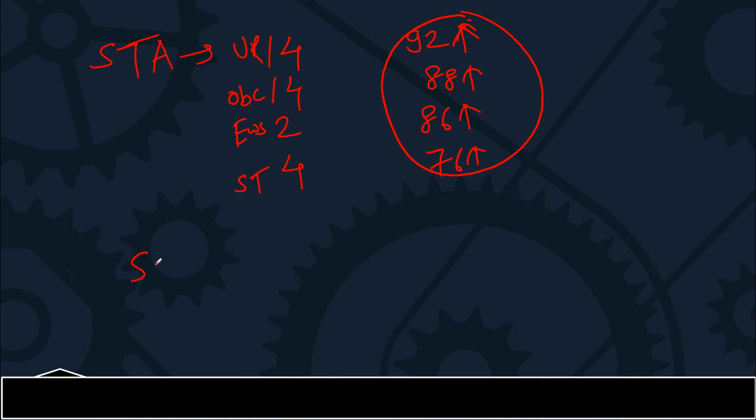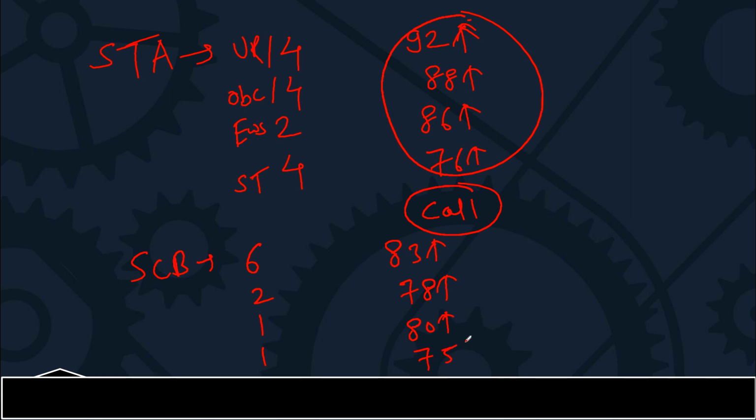Then for the scientist B post, there were 6 posts for UR, then 1 for OBC, 1 for EWS and 1 for ST. Okay, so for scientist B, at what score can you expect your interview call? For open category, 83 above. For OBC category, 78 above. For EWS, 80 above. And for ST, 75 above.